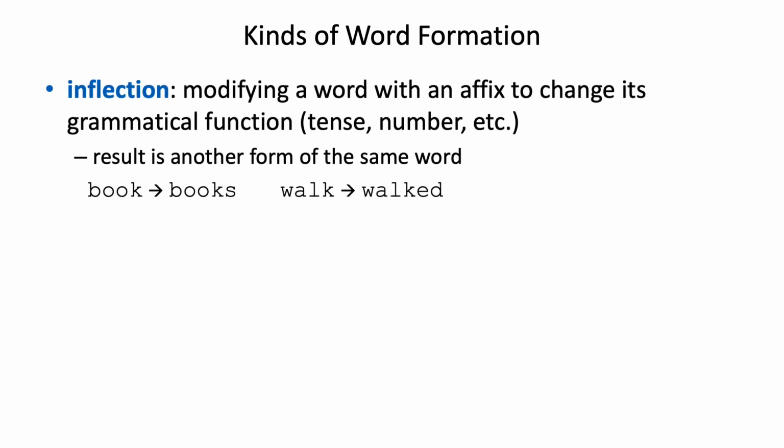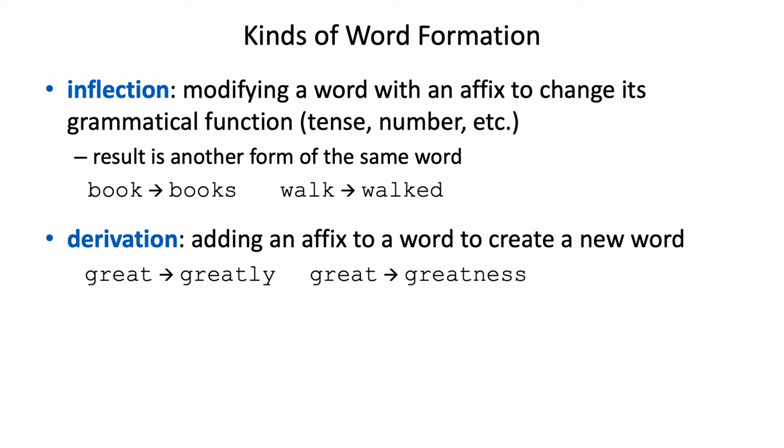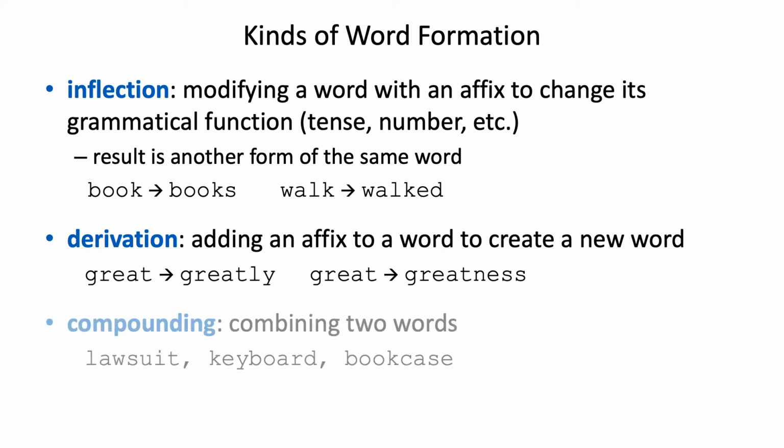Linguists categorize types of word formation into a few different categories. Inflection means modifying a word with an affix to change its grammatical function. This does not significantly affect word meaning. Derivation involves adding an affix to a stem to create a new word. The difference between inflection and derivation can be subtle. Derivation is more likely to significantly change the meaning of the stem and change its part of speech, like from an adjective to an adverb or an adjective to a noun, as in these examples, while inflection does not change the fundamental category of the word. Finally, compounding simply combines two words, as in these examples.